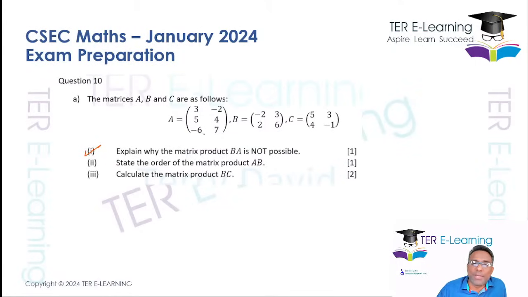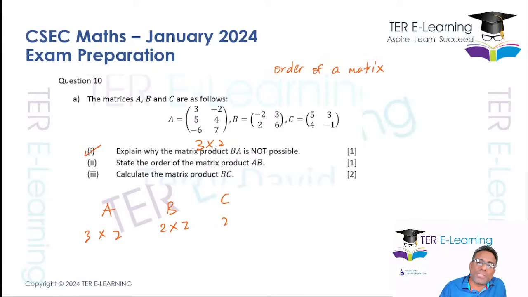Now, what we need to do in a question like this is write down the order of the matrices. The order of a matrix is what is important here. Remember, the order of a matrix is how many rows by how many columns. So A is a 3 by 2 matrix. Matrix B has 2 rows and 2 columns, so it's a 2 by 2. And matrix C is also a 2 by 2.